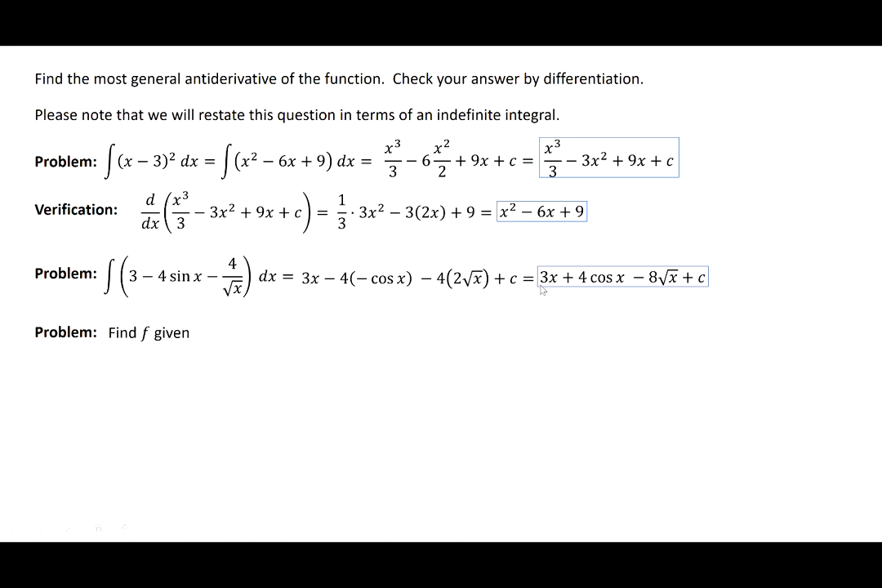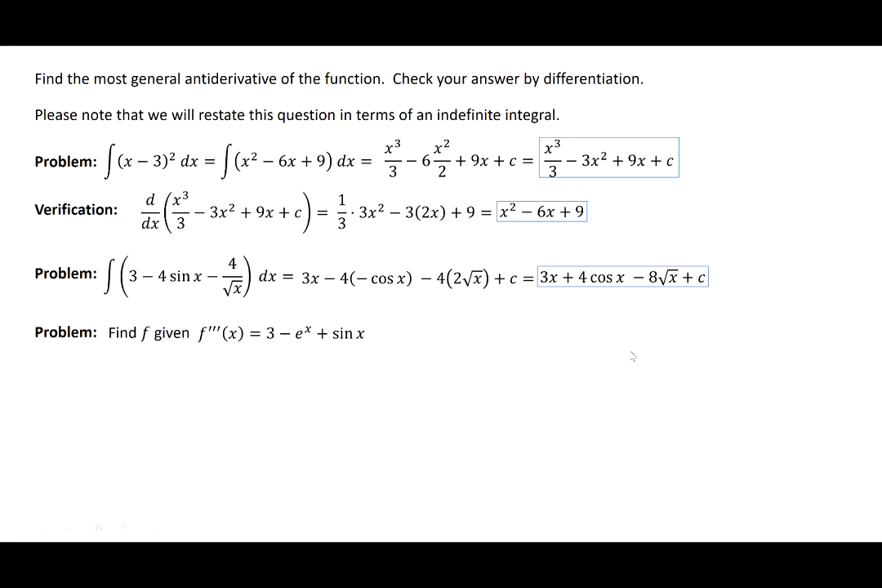I didn't even take the derivative of this. Let's see if I can take the derivative of it quickly. What's the derivative of 3x? 3. Yep, that's the first term. What's the derivative of cosine x? Negative sine x. 4 times negative sine x is -4 sine x. Yep, checks out. What's the derivative of square root of x? This is one of those things I wanted you to memorize. 1 over 2 square root of x. Would that simplify to 4 over square root of x? Yep, there we go. So our answer is right.